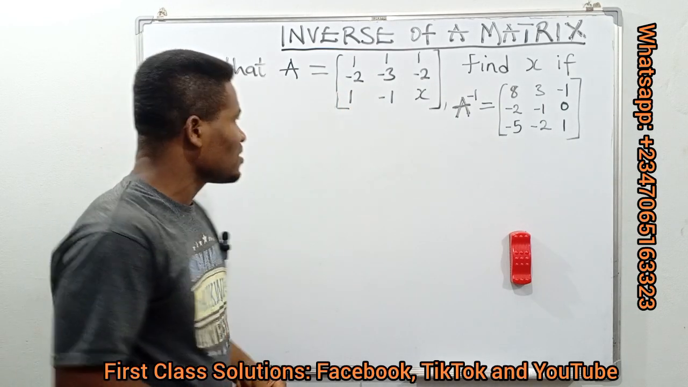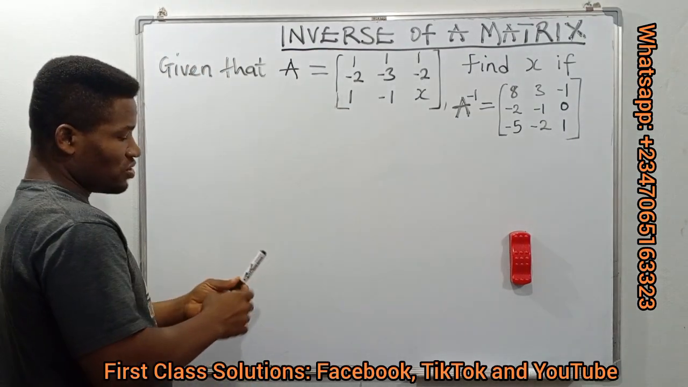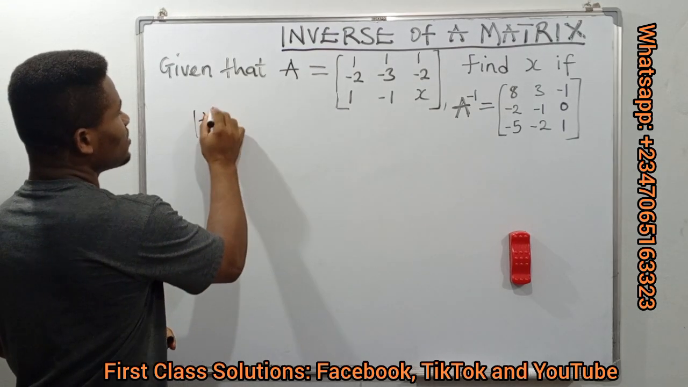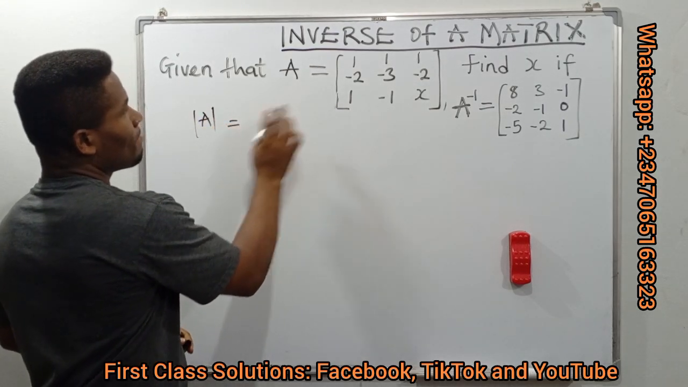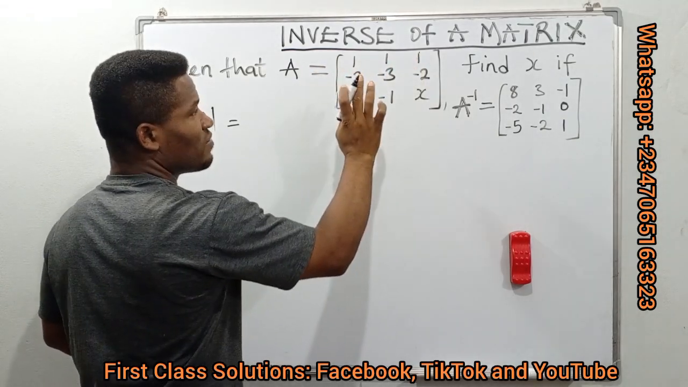So let's get started. First of all, calculate the determinant of this matrix. Remember I told you the steps: first of all, get the determinant. To get the determinant of matrix A, the first row is very, very important.